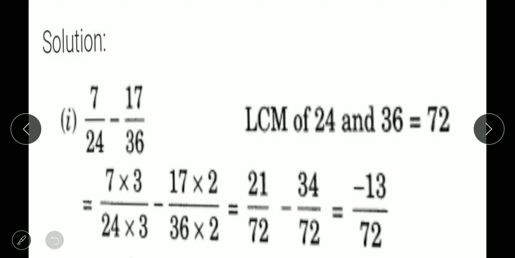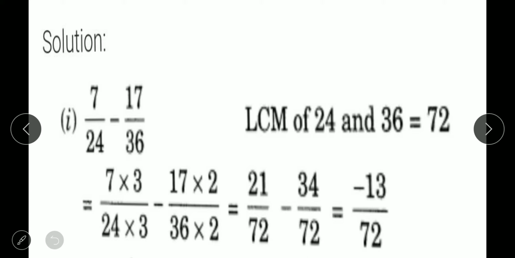This 21 has a plus sign and 34 has a minus sign before the number, so we have to do plus minus, minus. We have to subtract the two numbers. 34 minus 21 is 13, and since 34 is greater, minus 13 will come. Next we have to see whether this is a proper fraction. Yes, this is a proper fraction. 72 is greater, so no need to change into a mixed fraction, and it is in the simplest form also.